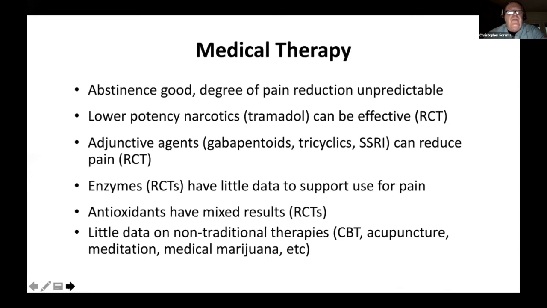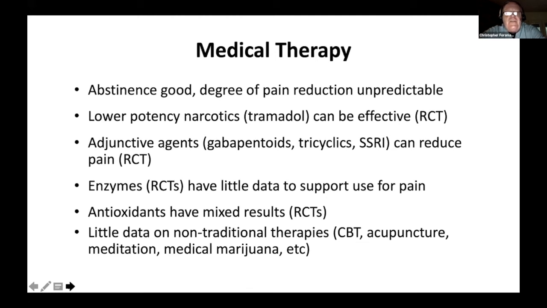First, for medical therapy, I mentioned that not all chronic pancreatitis is alcohol and tobacco, but some of it is. And in patients that smoke or drink, inducing abstinence is beneficial. It reduces the progress of the disease. It reduces their future risk of pancreatic cancer, and it often has a beneficial effect on pain, although the magnitude of the pain reduction is unpredictable.